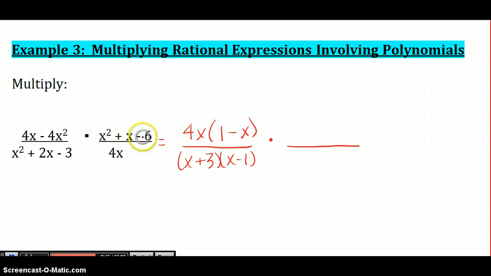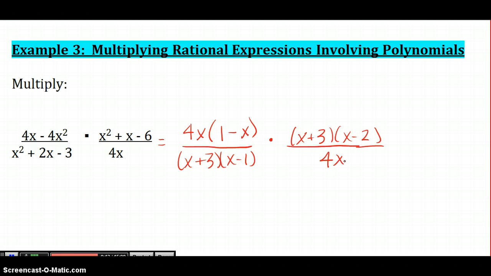Over here, I'm looking for factors of 6 that subtract to give me 1. Hopefully in your mind you're thinking 2 and 3. This minus means that they're going to be opposite signs, and since the middle term is positive, the bigger number needs to go with a positive. And on the bottom here, it's just 4x, that doesn't really factor. So this is what we come up with.